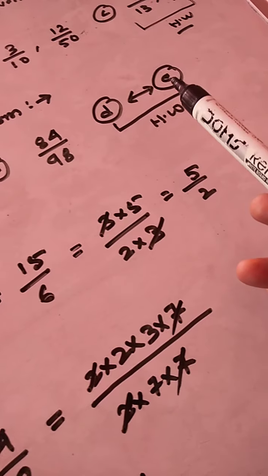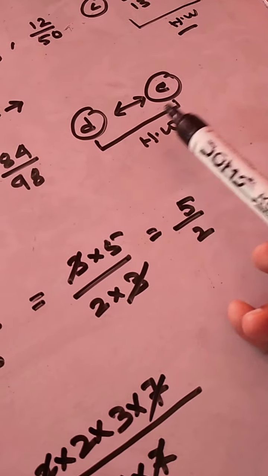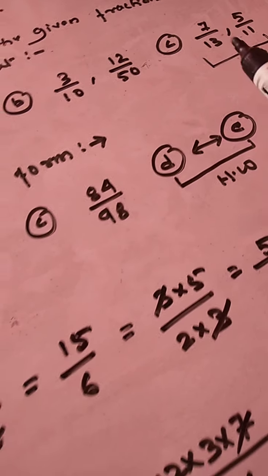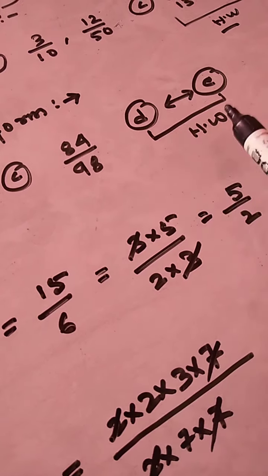Now D and E. You see, I've already written that D and E would be your homework. So from question number 6, sum number C would be your homework, and from question number 7, sum number D and E would be your homework.